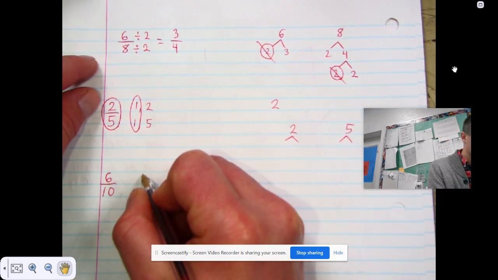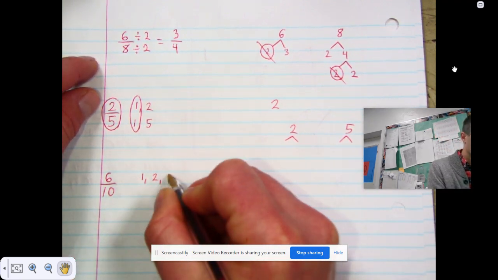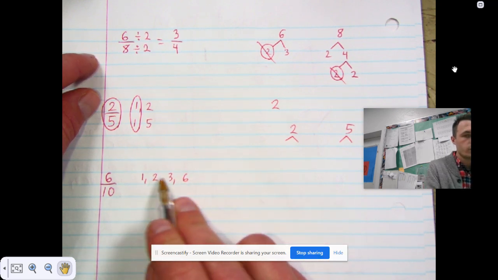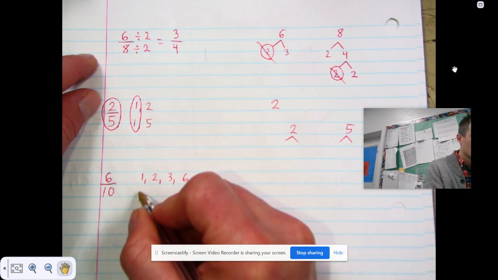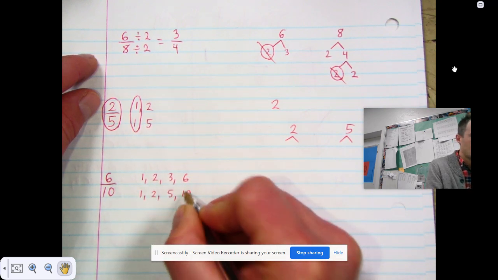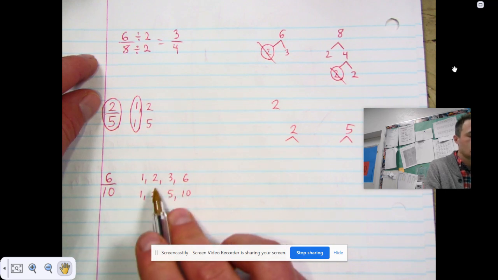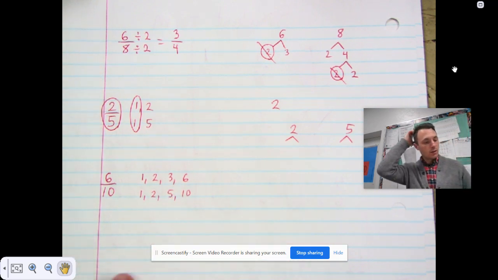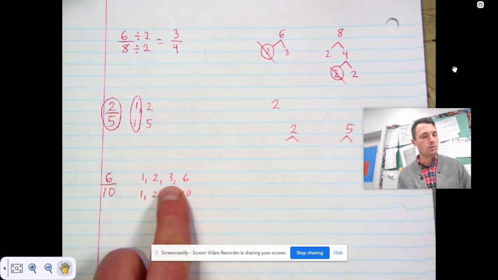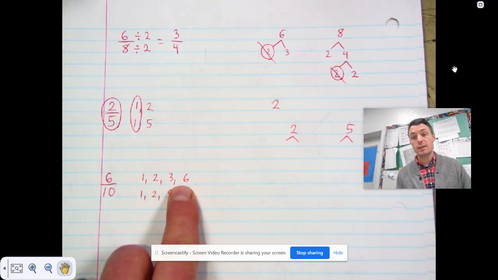The factors of 6 are 1, 2, 3, and 6, because 1 times 6 is 6, and 2 times 3 is 6. The factors of 10 are 1, 2, 5, and 10, because 1 times 10 is 10, and 2 times 5 is 10. These are the only numbers you can multiply together to get 10, and these are the only numbers you can multiply together to get 6.